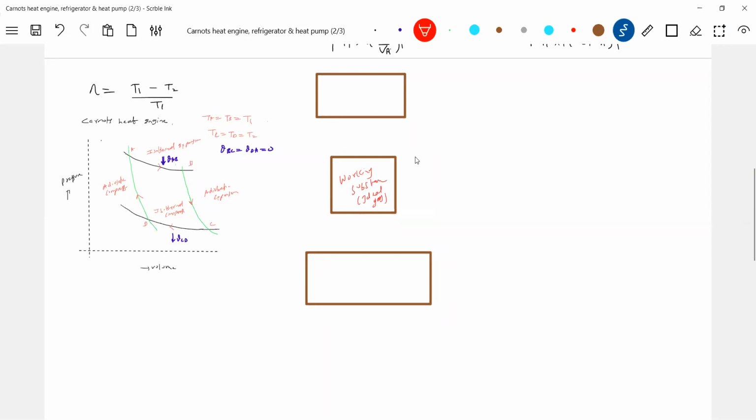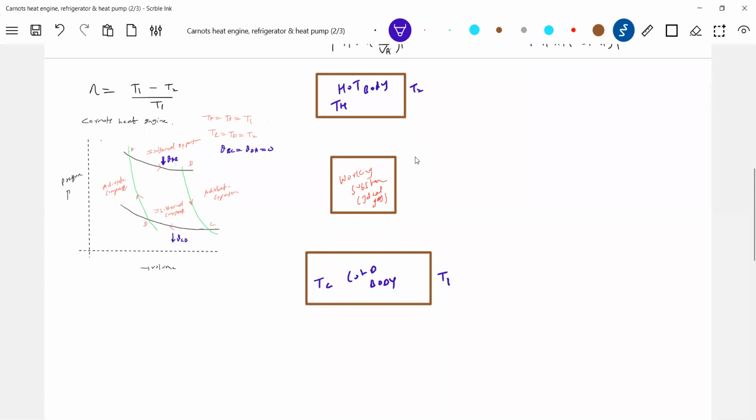Okay, there's a hot body, so I'll write it here. It was at temperature TH. The temperature of this, let it be TH or T2, anything you write. There's a cold body at temperature T1 or TL. Okay, TL, higher temperature, lower temperature, TH, TC, whatever symbols. For the cold body, let me write TC.